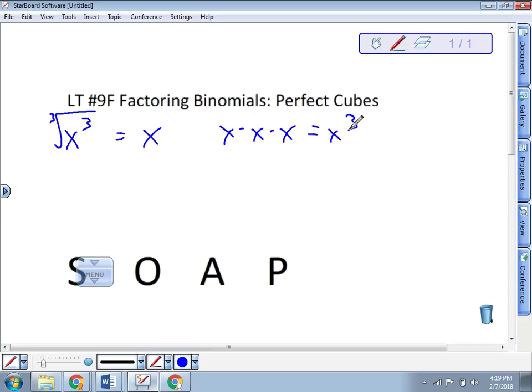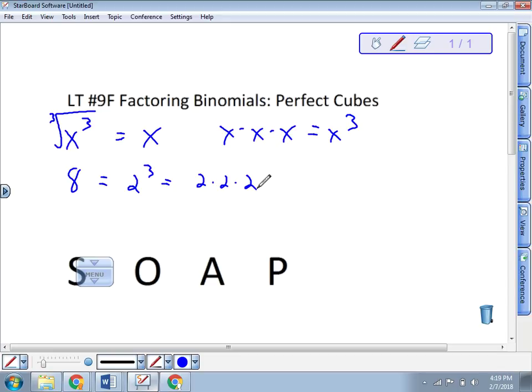It works the same way with different numbers. If you have a number like 8, that really equals 2 to the third. The cube root of 8 is 2, because 2 times 2 times 2 equals 8. So it's very simple, similar to a square root, but now it's what number times itself 3 times goes into that number. So that's what a perfect cube is.